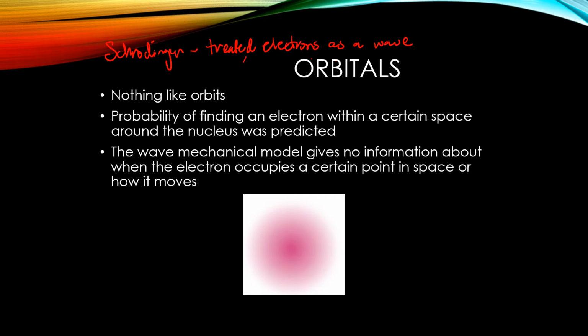The orbitals are essentially a probability of finding an electron within a certain space around the nucleus that was predicted. That wave mechanical model gives no information about when the electron occupies a certain point in space or how it moves, but it will tell us a general region of space where we can find the electron.